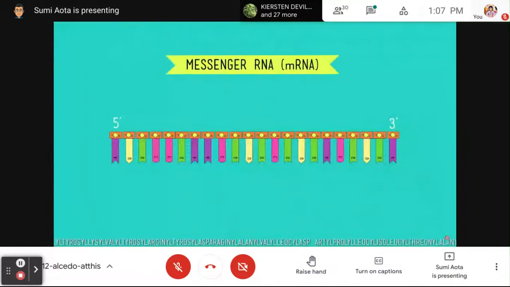Now, some finishing touches before this info can safely leave the lair. First, a special type of guanine is added to the 5' end.